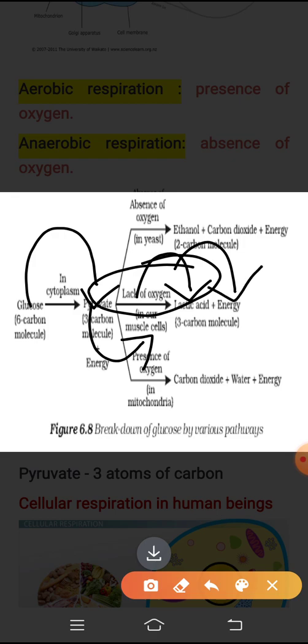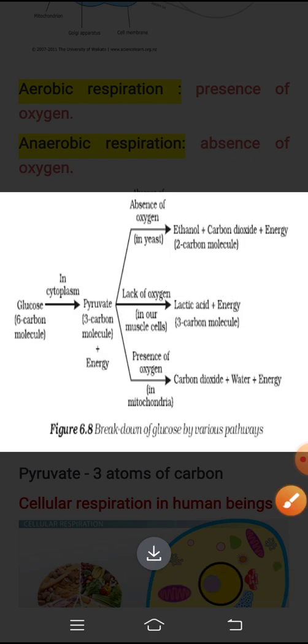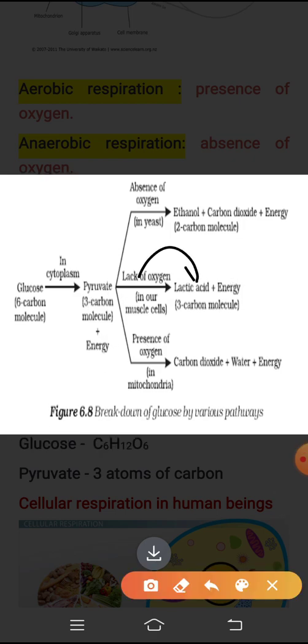You might have felt sometimes sudden muscle cramps, or sudden pain in your muscles when you start exercising. Why is it happening? Because when you take in oxygen, that oxygen which has to reach the muscles needs some time, right? Within this gap, there will be breaking down of the pyruvate. The pyruvate which is broken down in the lack of oxygen releases lactic acid and energy.